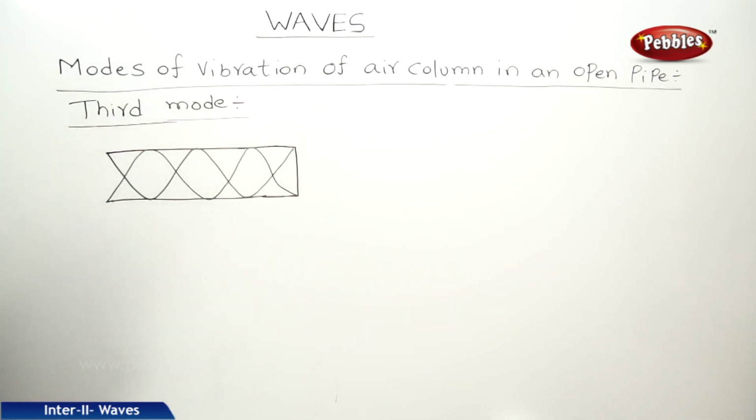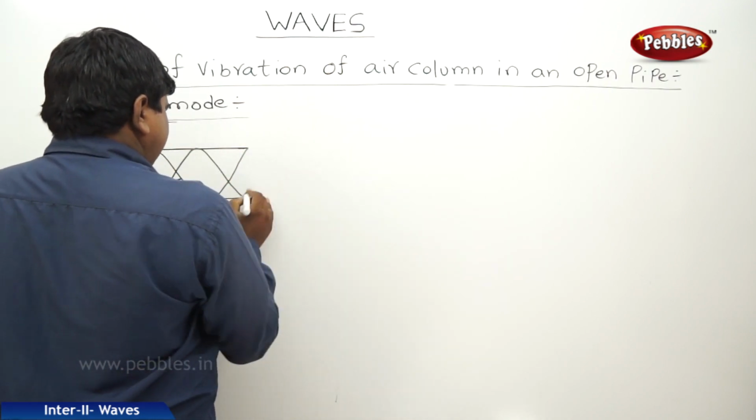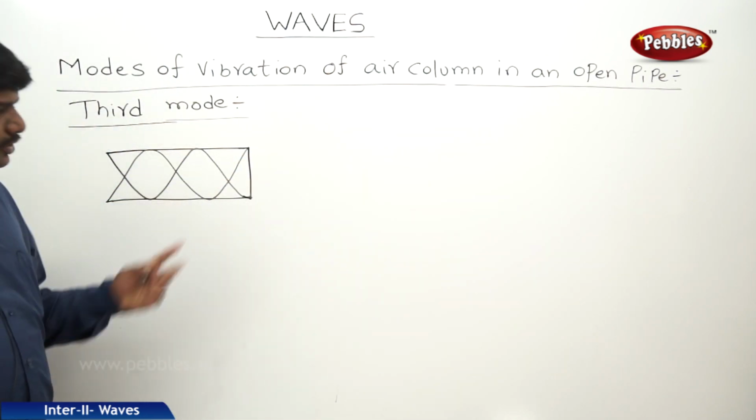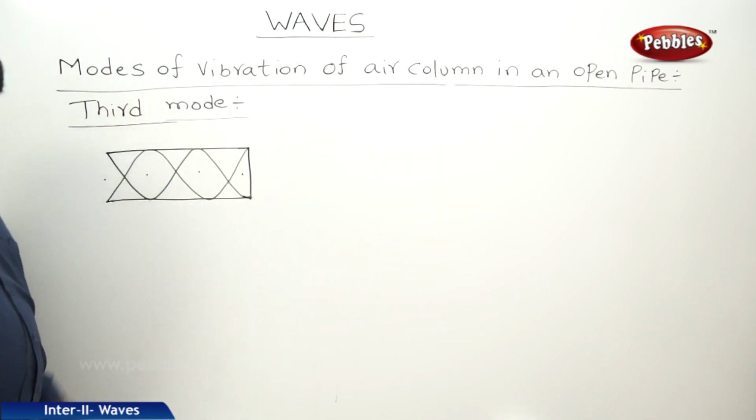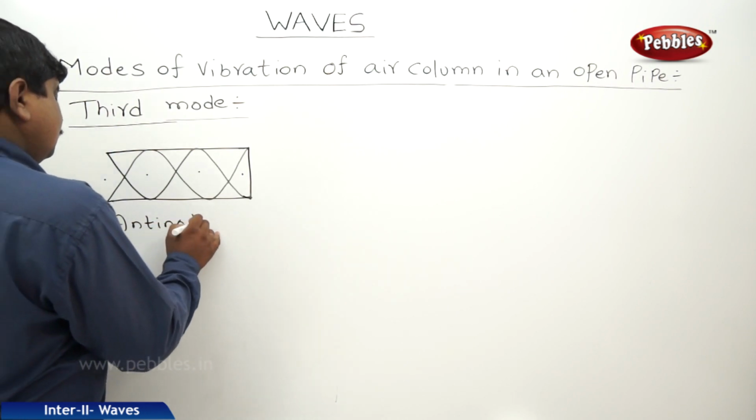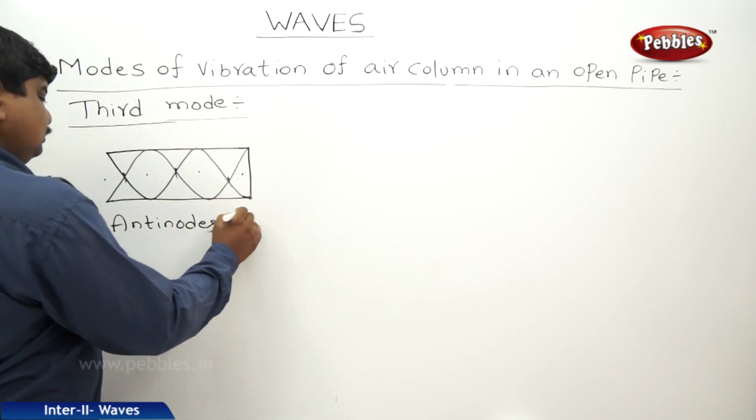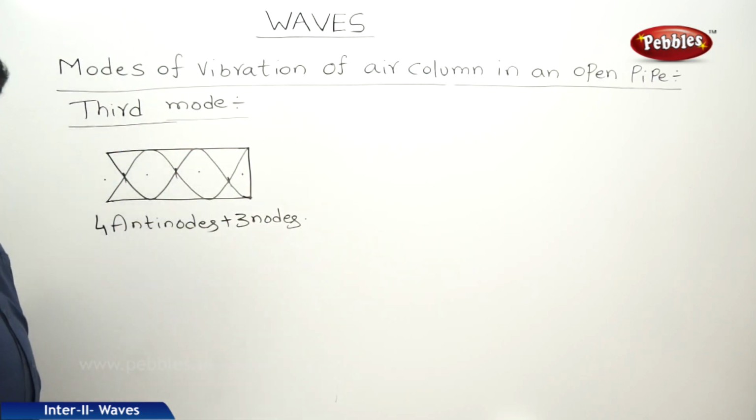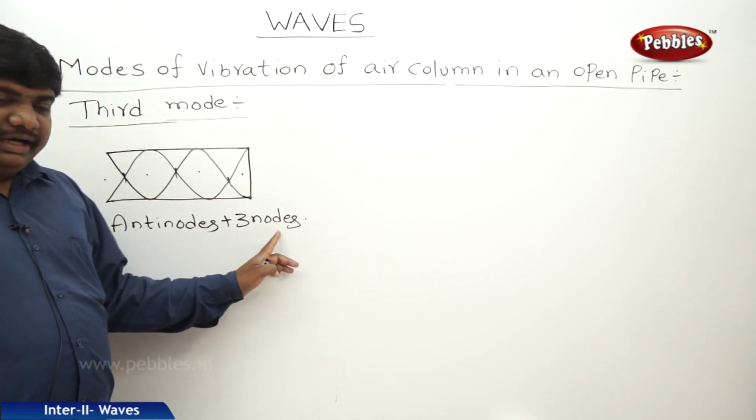So in such cases what we can understand is like this, the diagram will form. Not the 3 loops, only 2. So 1, 2, 3, 4. 4 antinodes. One, two, three. 3 nodes. That means if the mode is nth, n plus 1 antinodes and n nodes.